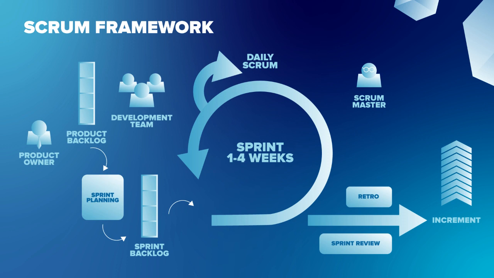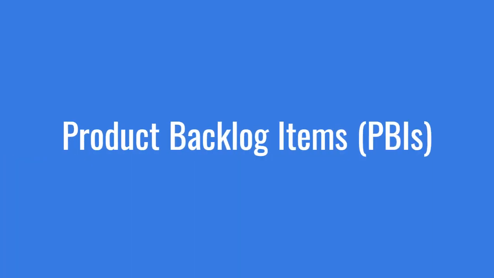Product backlog is dynamic and evolves throughout the project as new requirements emerge, priorities change, and the team learns more about the product. So the product backlog is simply the list of ordered features which are required for the product that needs to be developed. So, first thing is the product backlog items.